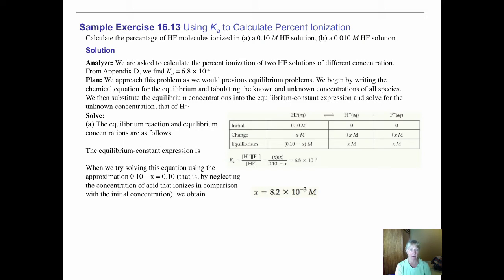So if you solve this equation by ignoring the X, and if you go up and look at the top of the problem, you go to Appendix D and you get 6.8 times 10 to the minus 4 as the Ka, you can quickly solve that X, the final concentration of hydrogen ion, is equal to 8.2 times 10 to the minus 3.